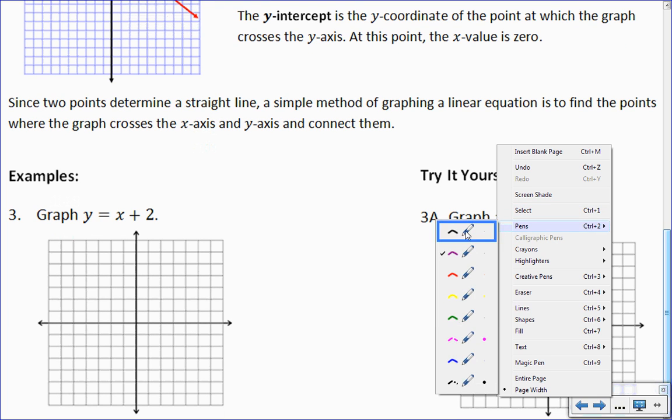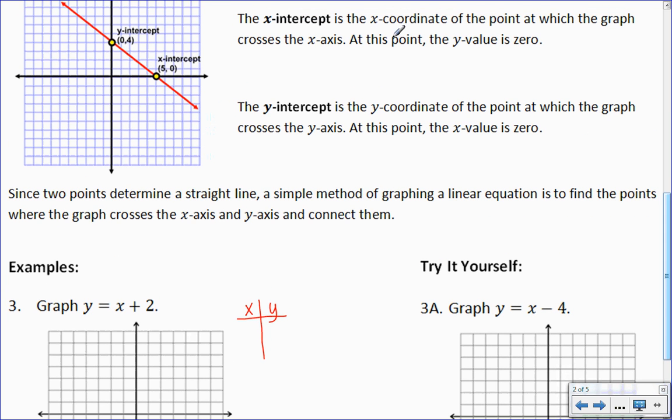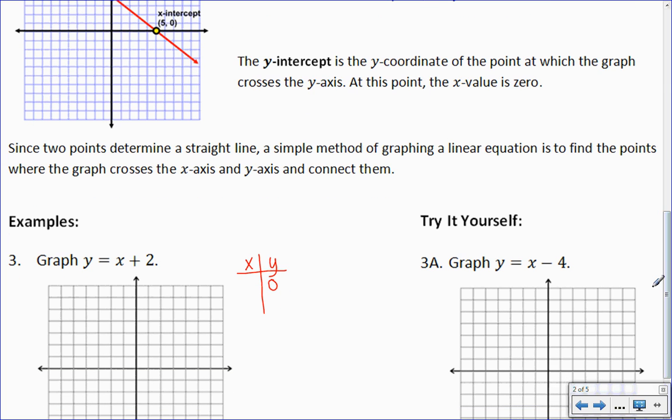So let's see what this looks like. For number 3, we want to graph the equation y equals x plus 2. We're going to do that by creating a table and finding the intercepts. So we know one of the intercepts, the x-intercept, is the x-coordinate of the point at which the graph crosses the x-axis. And we know at that point the y value is 0. So we know if we substitute 0 for y, we should be able to find the x-intercept. So if we take this equation and we substitute 0 for y, we get 0 equals x plus 2. And we all know how to solve this equation. We'll subtract 2 from both sides, and we get that negative 2 is equal to x. So that means when y is 0, the x value is negative 2.